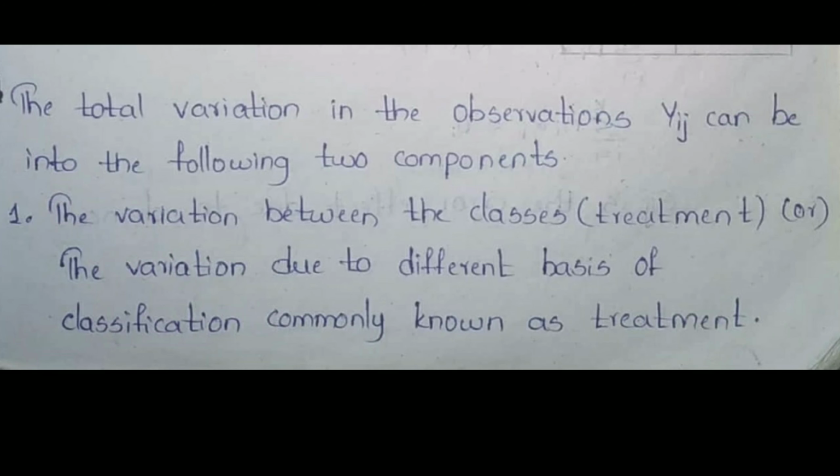The total variance in the observation Yij can be split into the following two components. Component number 1: the variation between the classes, or the variation due to different bases of classification, so it is called the treatment. Second: the variation within the class, that is the inherent variance of the random variable within the observations of a class, is known as the error.